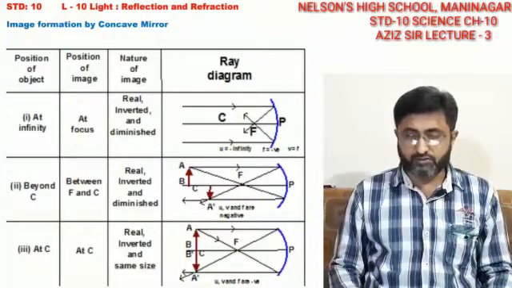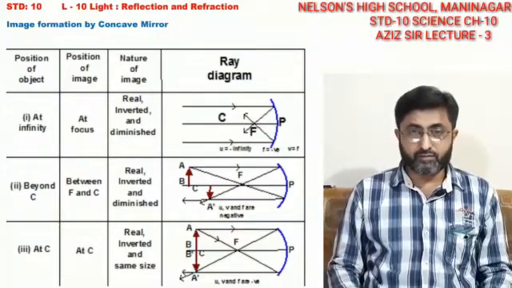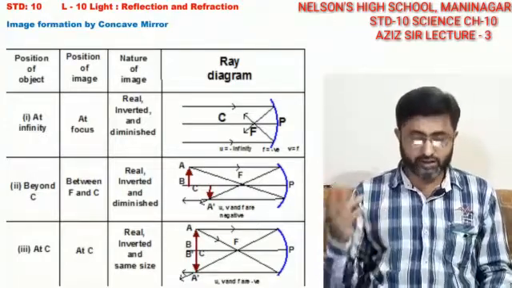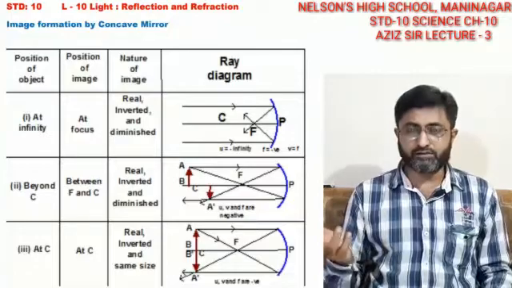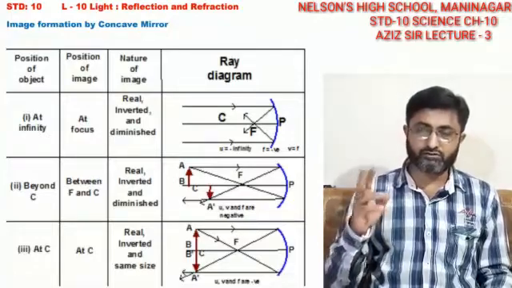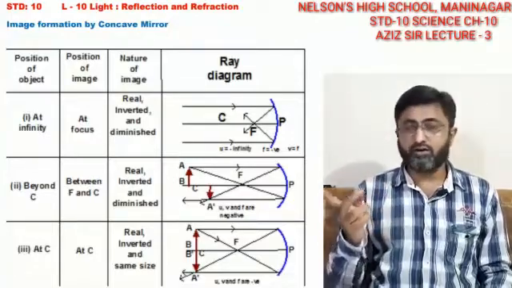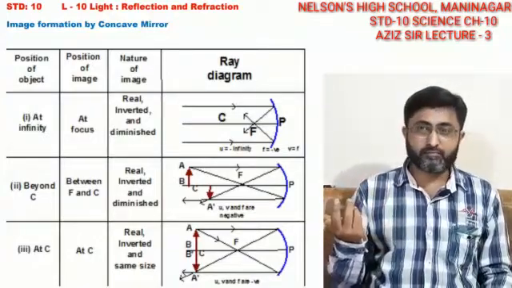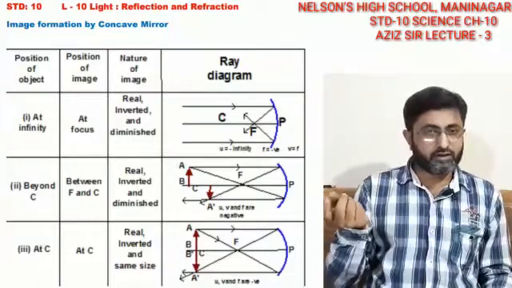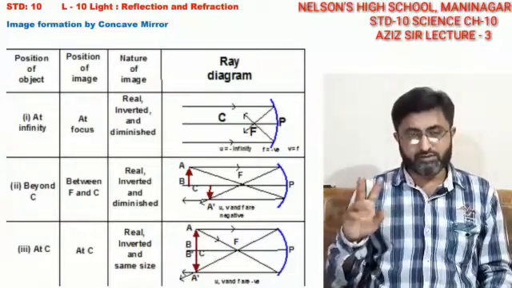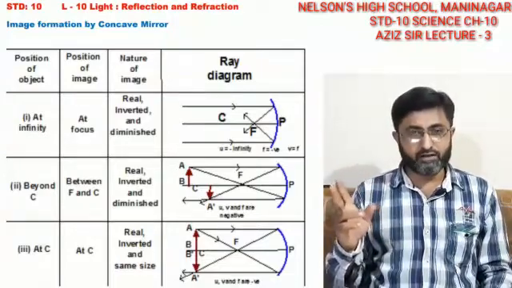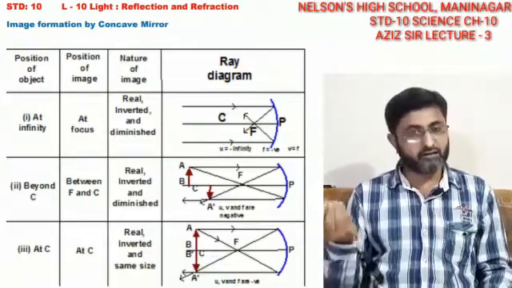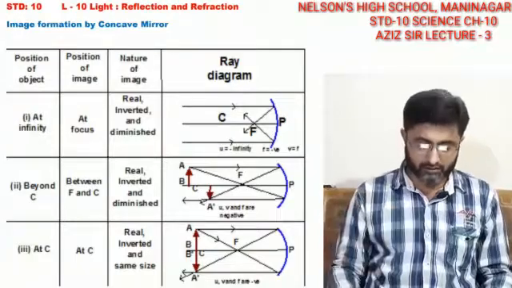Now we will start with the first one. We have the position of the object and the position of the image, two things. The nature of the image contains two things: either it is real or virtual, and secondly, whether it is inverted or erect. And the last is size, which is either diminished or enlarged, as I told you.